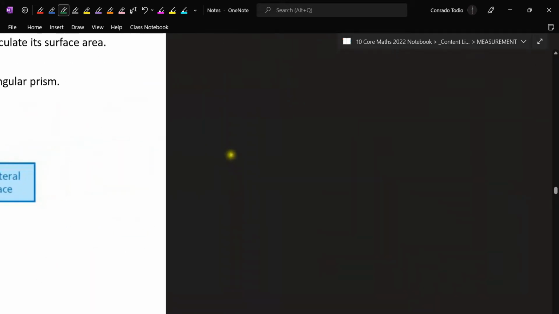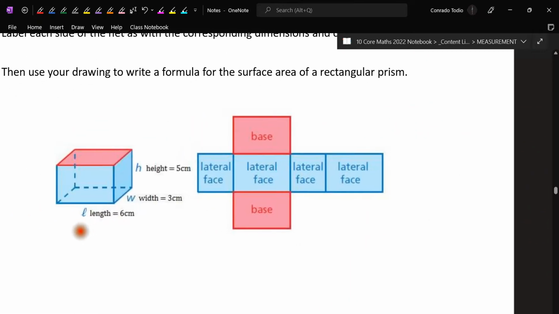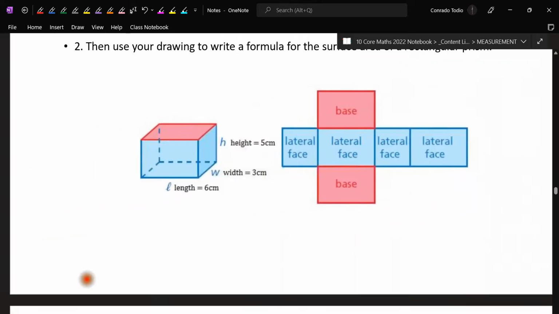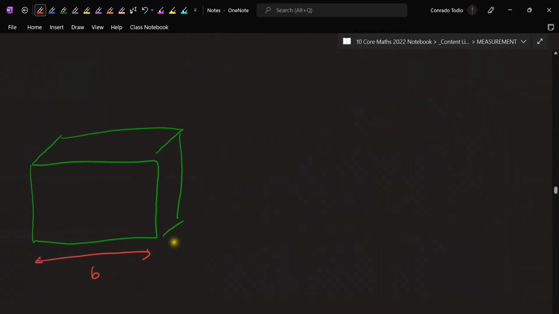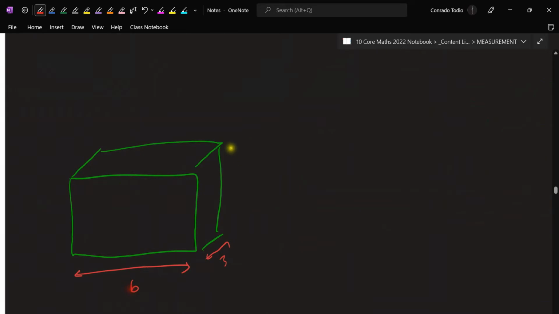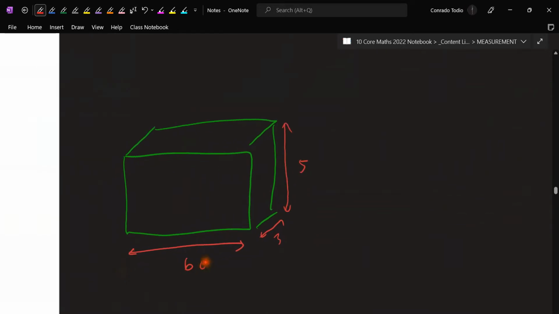So you've got a very nice rectangular prism. Okay, and understand the dimensions here. You've got a length of 6. So that means this long side here is 6. You've got a width of 3. So that means this length here is 3. And then you've got a height of 5. So that means this length here is 5. And they're all in centimeters.